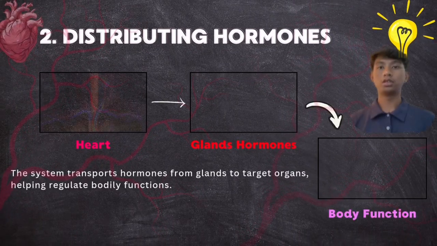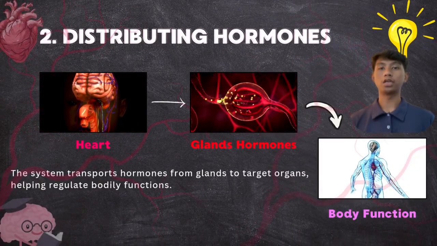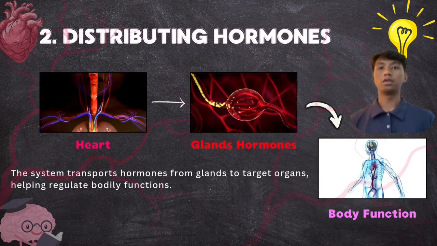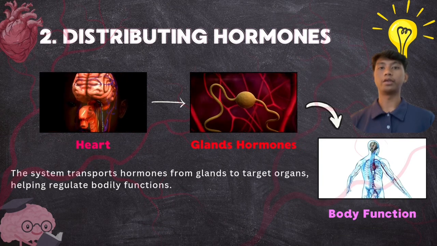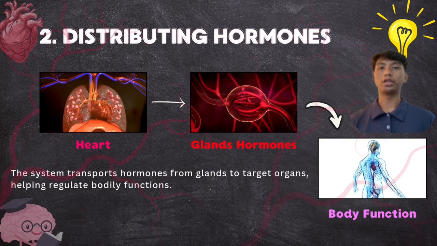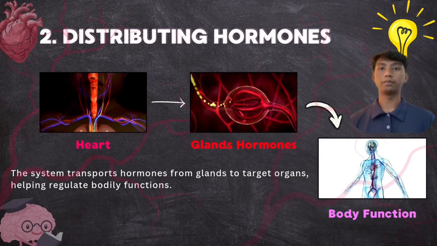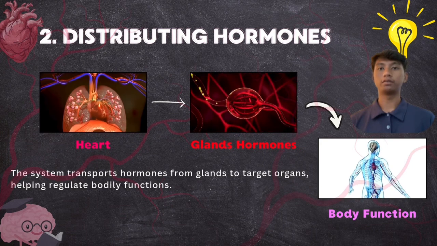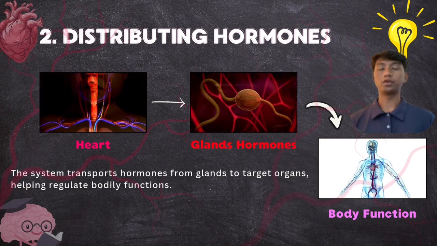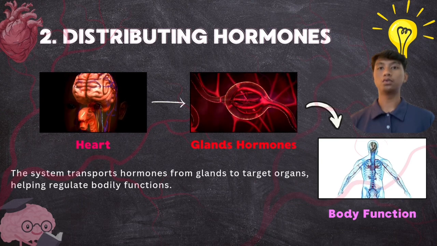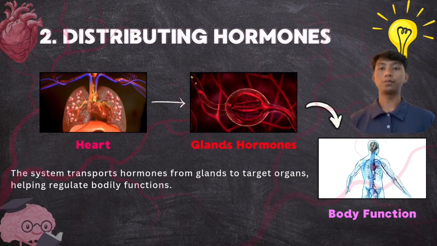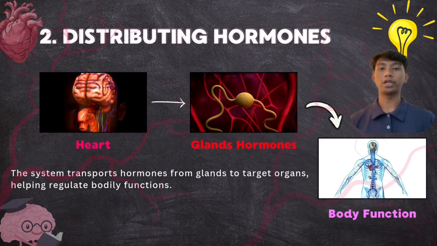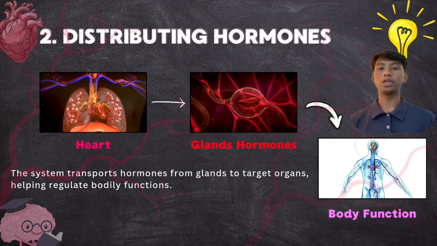Distributing hormones. The system transports hormones from glands to target organs, helping regulate bodily functions. Hormones are also chemical messengers made by glands in the body like the pituitary, thyroid and adrenal glands. They travel through the bloodstream to different parts of the body. Hormones help control many important functions like growth, mood, metabolism, and reproduction. Each hormone has a target organ, so the blood helps carry hormones around the body to keep everything working smoothly.